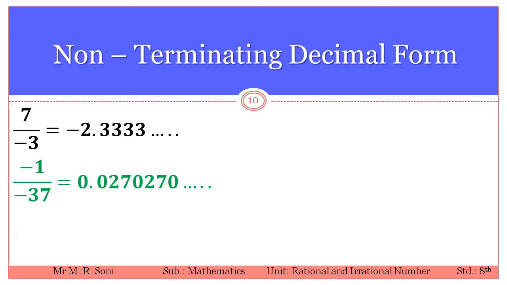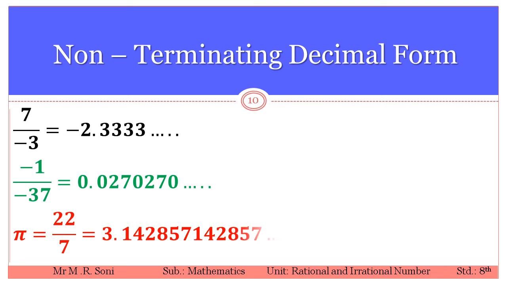Now the very famous number pi is approximated by the rational number 22 by 7. On solving that, one can find in the answer 3.142857, 142857, 142857. It keeps appearing. That makes it another endless, non-terminating and recurring decimal form.